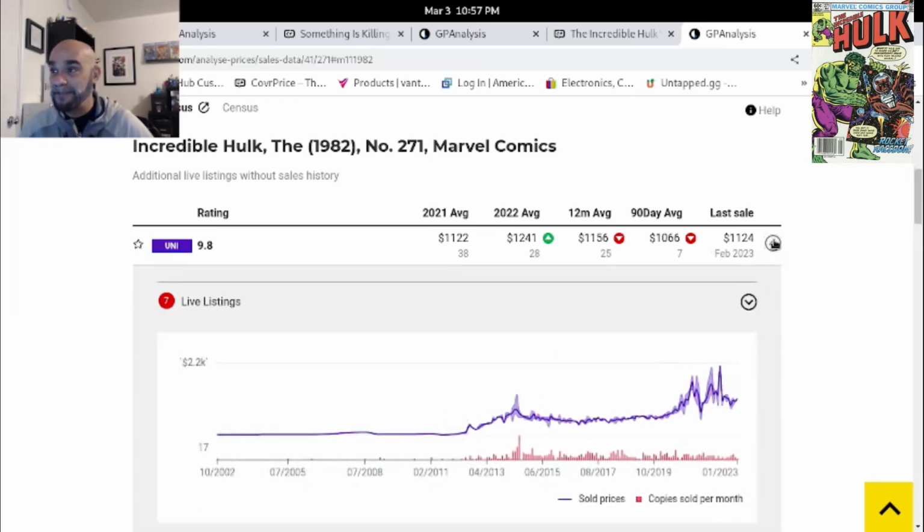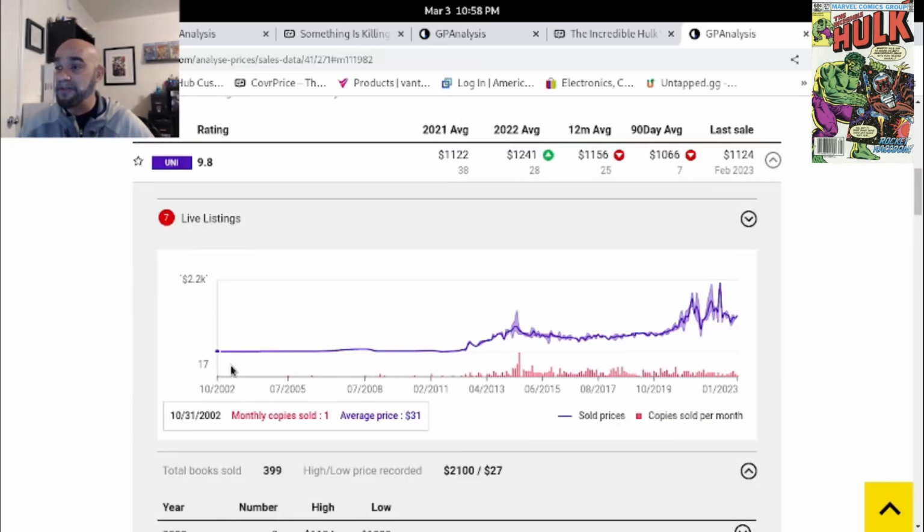We're looking back here, 2002, books like $31 slab, 9.8. Imagine if you had that right now and you were looking to flip it. Craziness. Let's go to 2013. This is right around when the MCU was kicking off. The book already jumped up to $295. Then it peaked up to $721, $652.